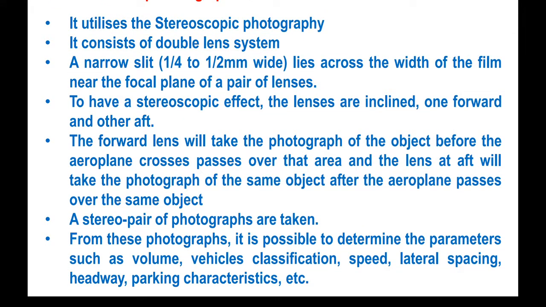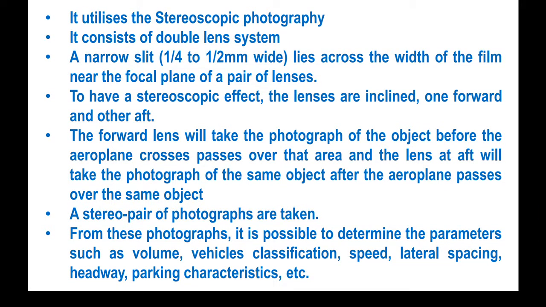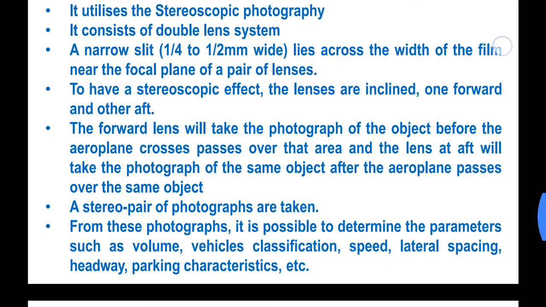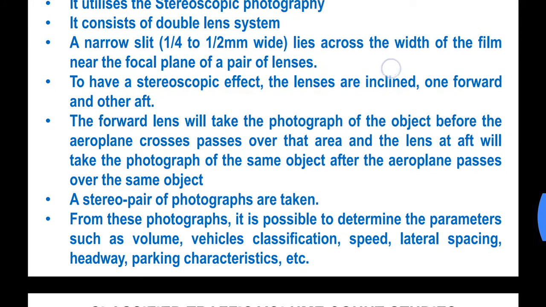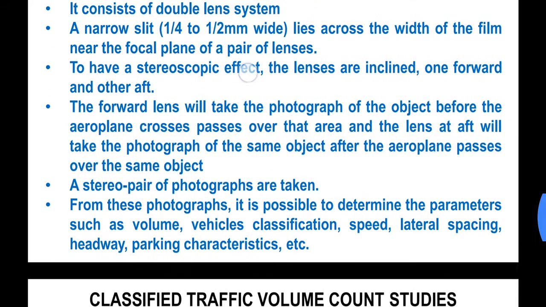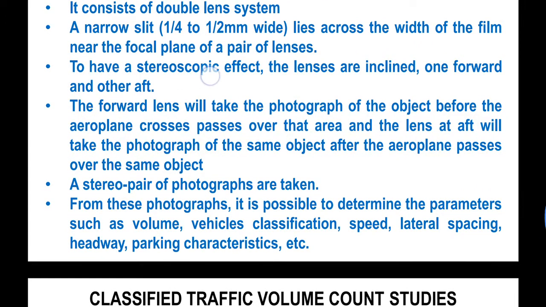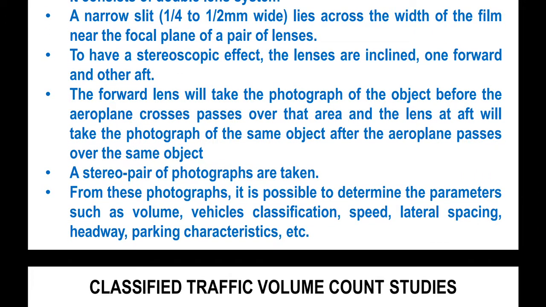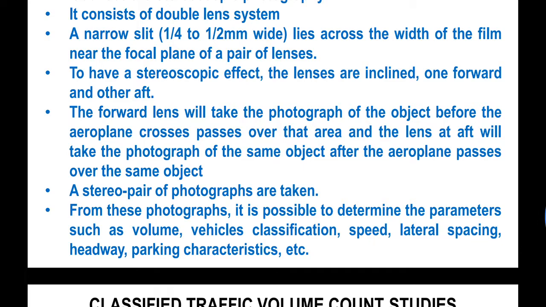It consists of a double lens system. A narrow slit, 1/4 to 1/12 mm wide, lies across the width of the film near the focal plane of the pair of lenses. To get a stereoscopic effect, the lenses are inclined, one forward and the other backwards. The forward lens will take the photograph of the object before the vehicle crosses.